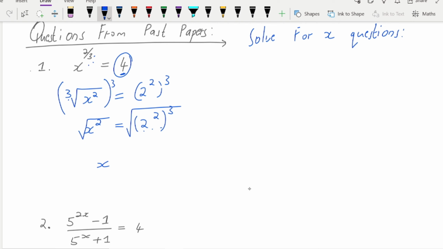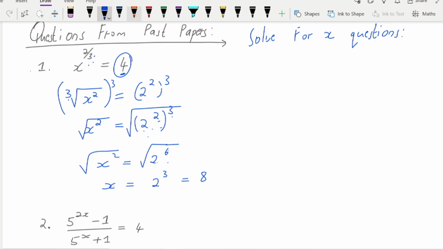But first, let's start by simplifying this. We're going to get 2 to the power, so 2 times 3 is 6. Then if we take the square root on both sides, we remain with x equals to, okay, so this is 2 to the power 6, right? 6 is the same thing as 2 times 3. So the 2 is going to go, so we remain with 2 to the power 3, which is 8.